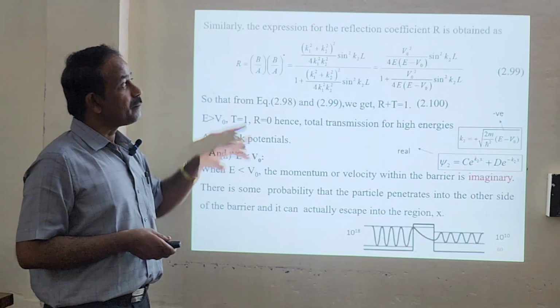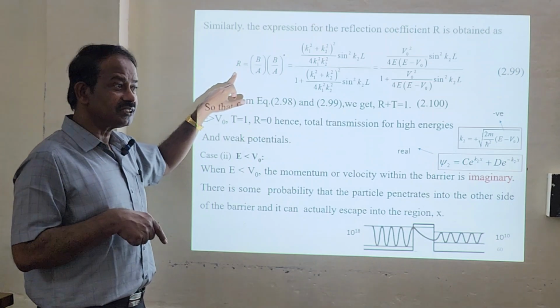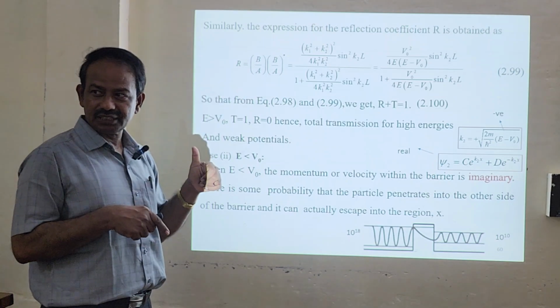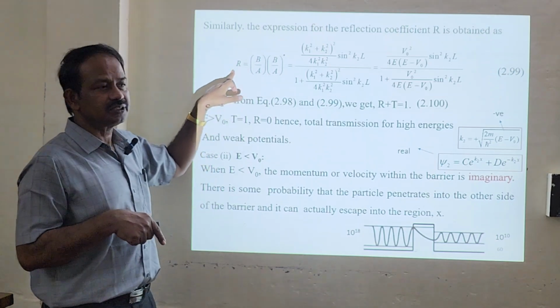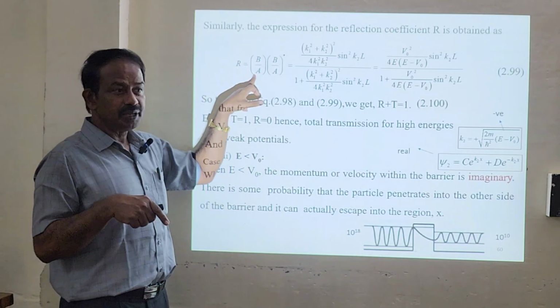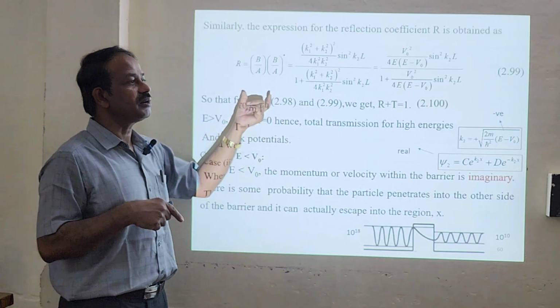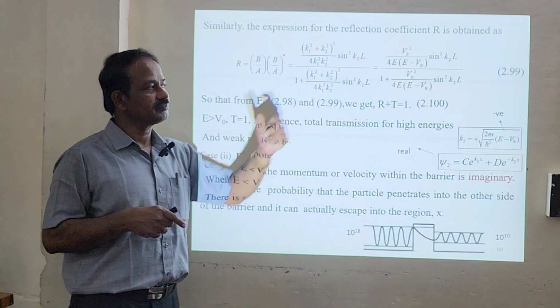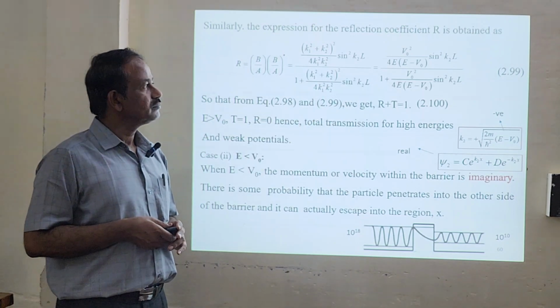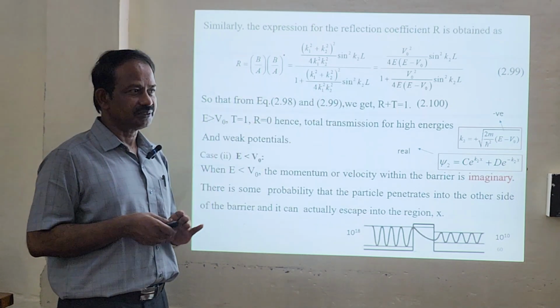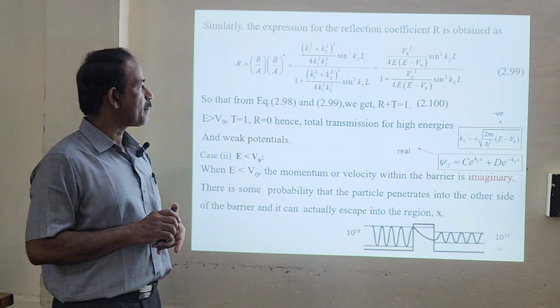Similarly, we can get the expression for the reflection coefficient also. We have got the transmission coefficient. Similarly, we can get the reflection coefficient R, which is equal to B by A multiplied by its own complex conjugate. We will get the expression. You can just write down the expression; we need not solve it.